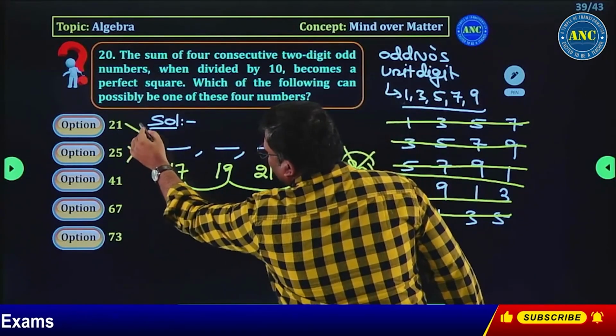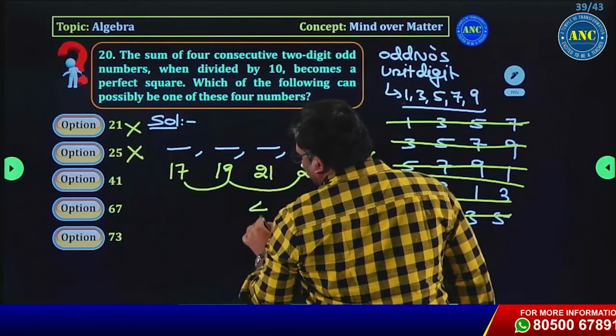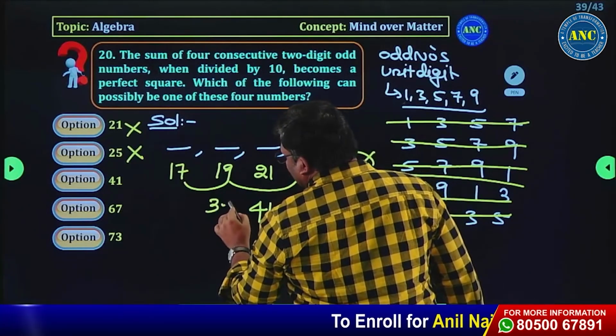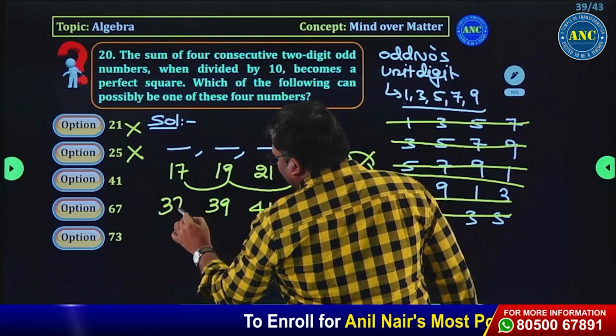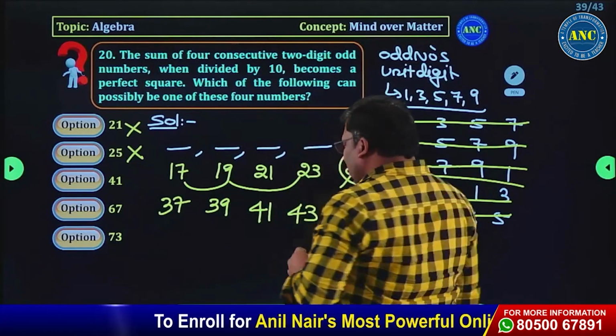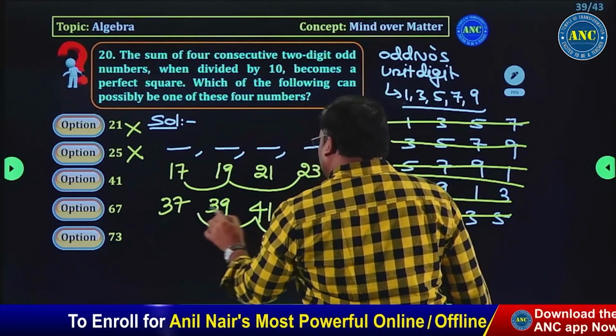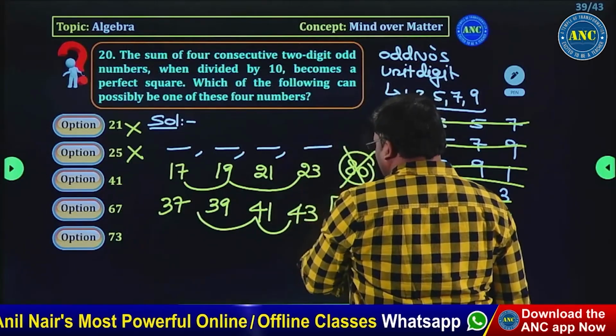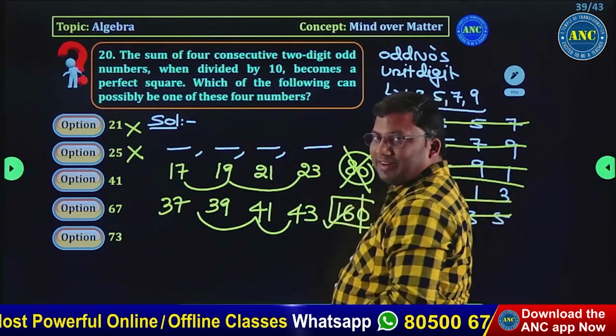It is not possible. 41. It is 41. It is 43. It is 39. It is 37. 84 plus 76, 160. Divided by 10, 16. It is a perfect square.